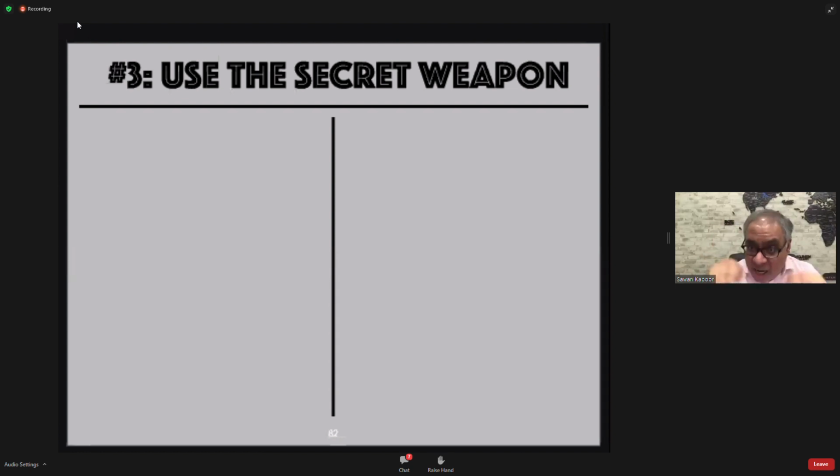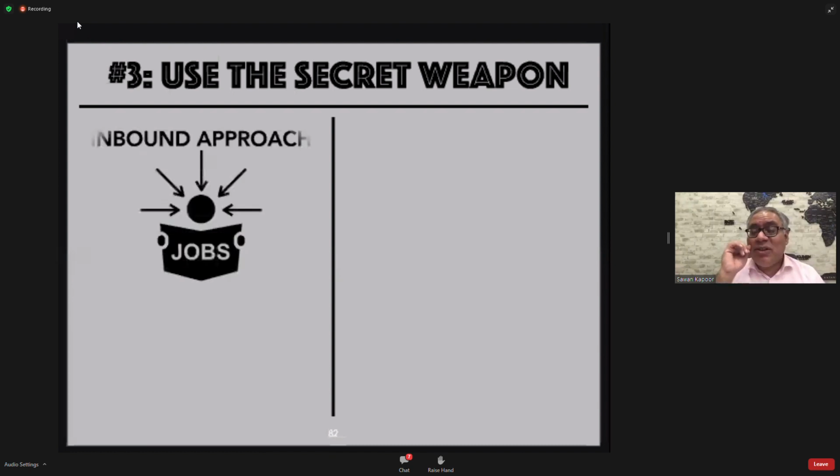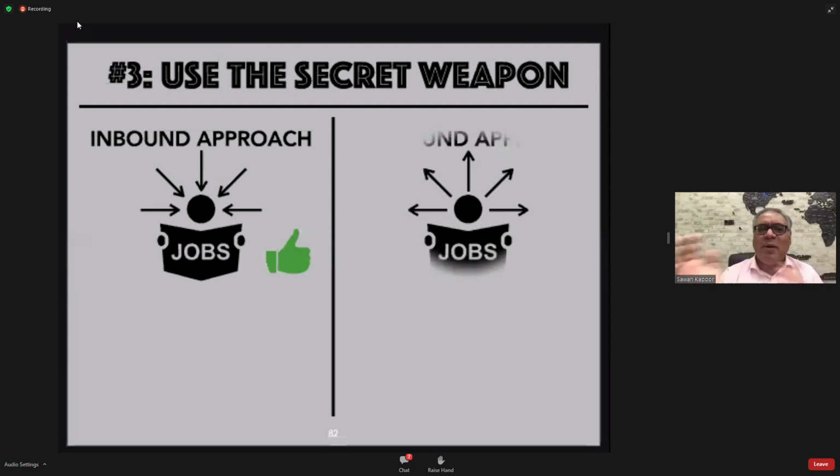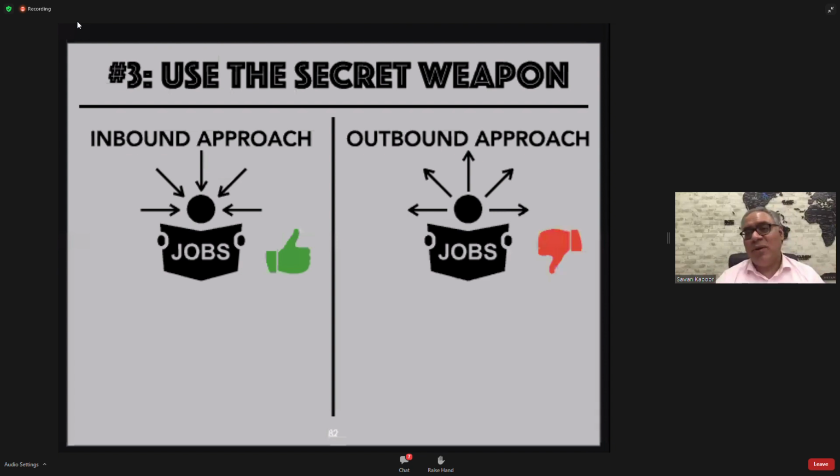And this I call the secret weapon because please understand this is known as the inbound approach. This is the approach that works. Problem is, most people will keep following the outbound approach. And that doesn't work anymore. Because with this outbound approach, hundreds of people are applying for one job. That means only one person will be accepted. Everybody else will have to face rejection.